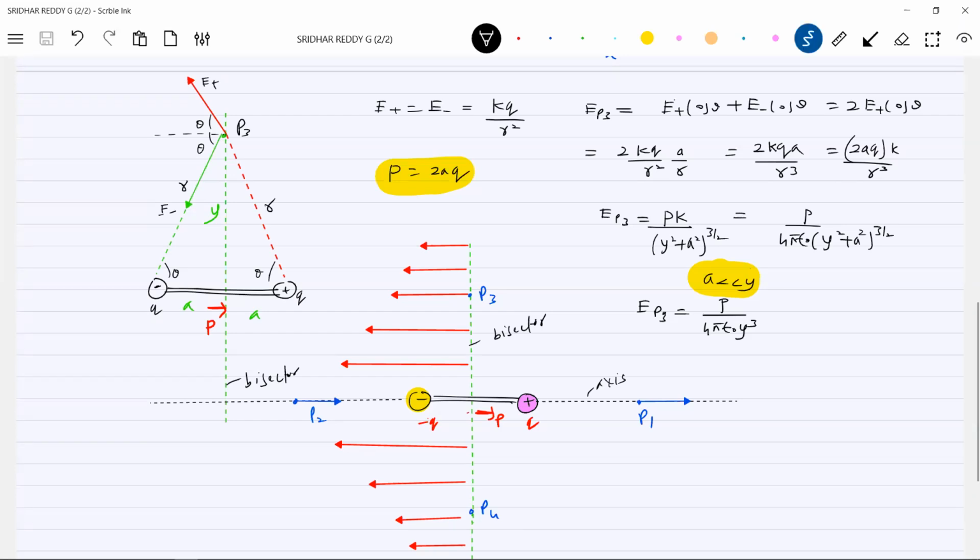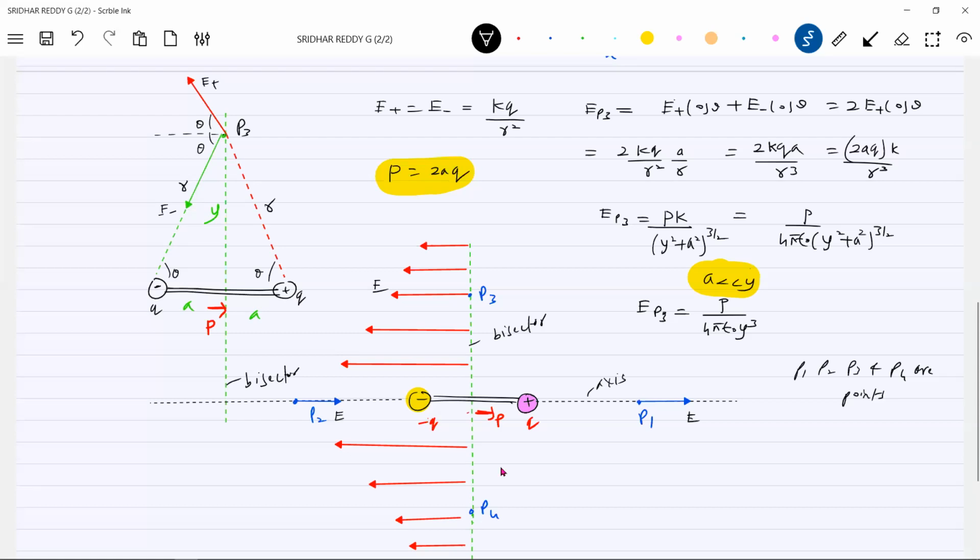So let me write E bar, so that it will be easy for you. What is that arrow? The arrow is again not a dipole. P1, P2 are points, they're not dipoles. P is the electric dipole moment.